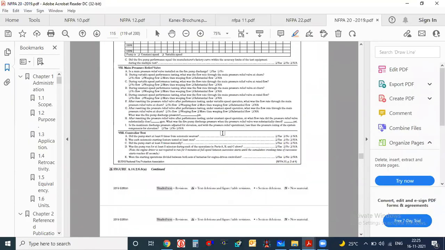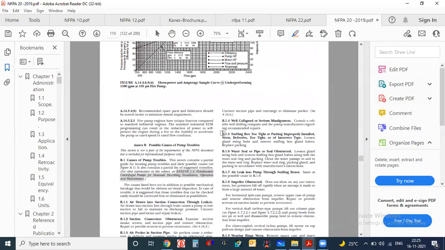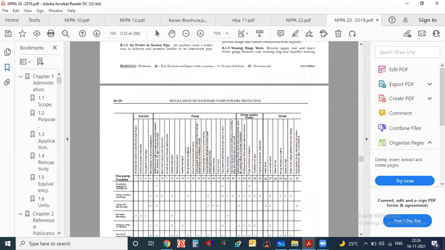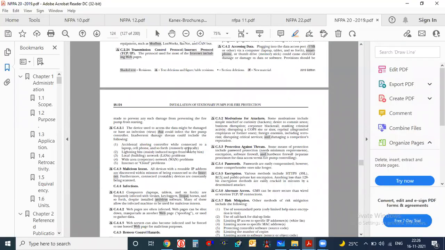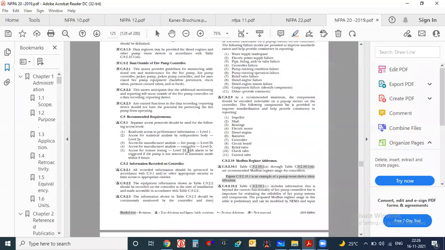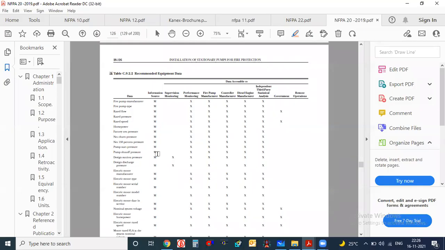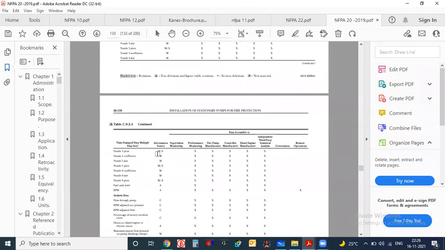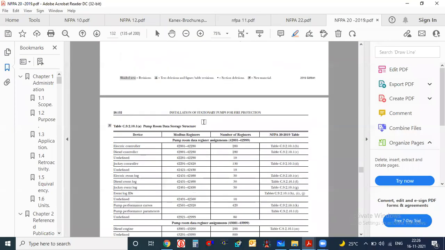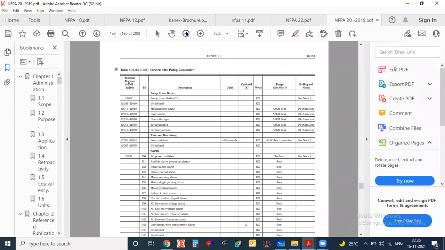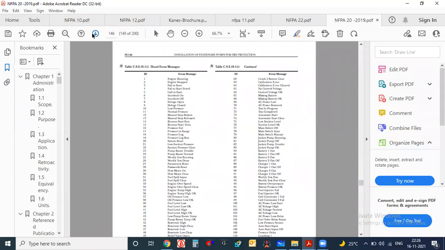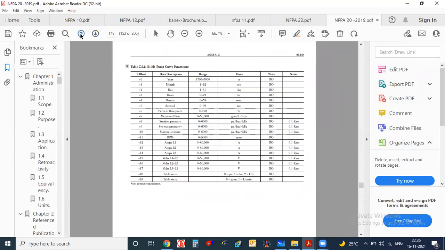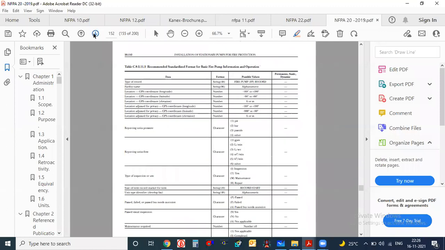If you come a little bit down, possible causes of pump troubles. Here they have given some installation troubleshooting about the pumps. It's very complicated actually. Recommended equipment data information. Some things are given about the testing. So this is not required for us. So many things they have given. Certain performance data, pump curve parameters are given.